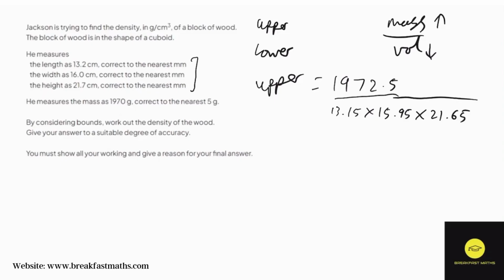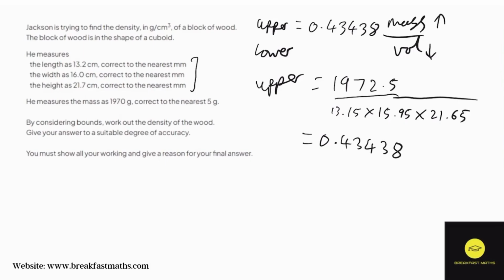So we'll just grab a calculator, plug these numbers in. 1972.5 divided by 13.15 times by 15.95 times 21.65. Now always check your units as well. We need this in terms of centimetres cubed. It is currently in centimetres, so when we do the working out, it will remain in centimetres cubed. So our upper bound here is equal to 0.43438. Okay, I'm just going to pop that here as well.